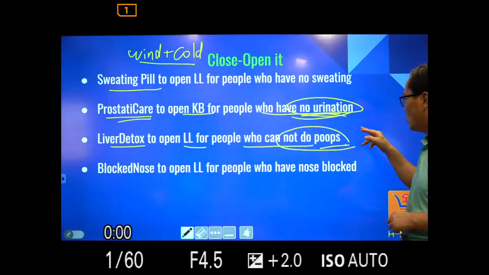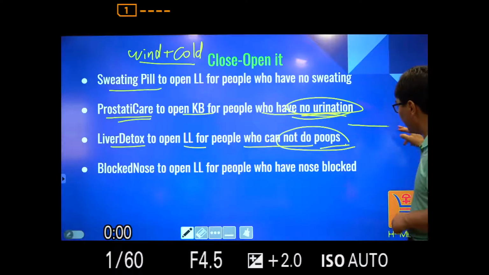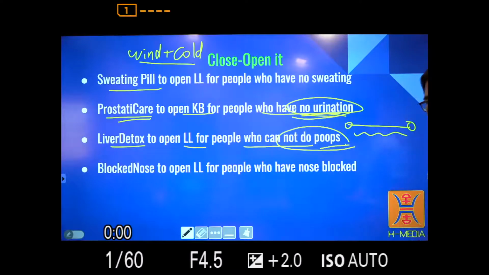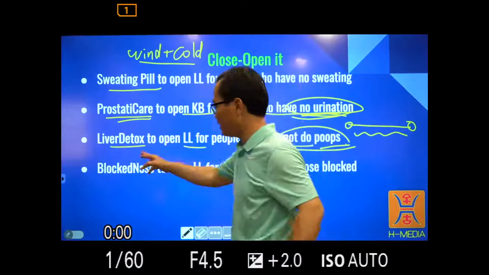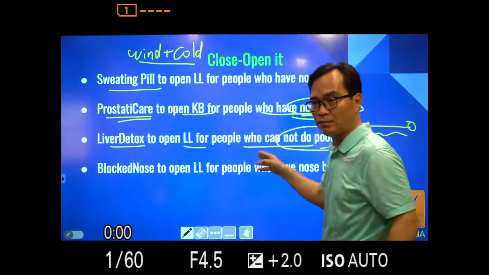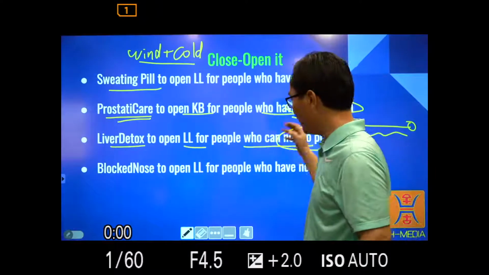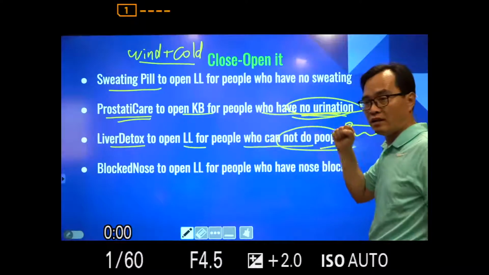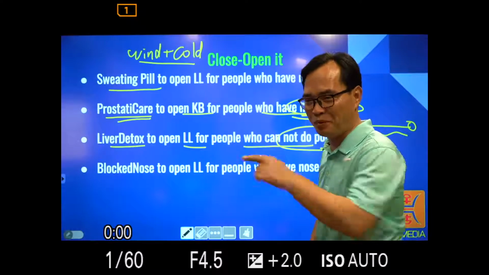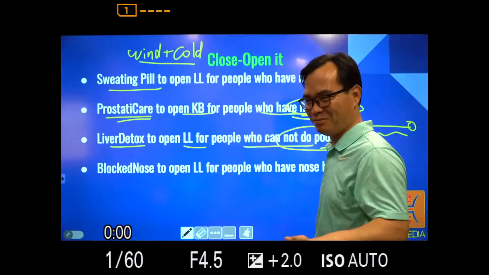When the stool is from the beginning until the end all hard, this is when liver detox is used to open. In fact, in another way, liver detox can smooth the energy, break the energy, break the energy stack.